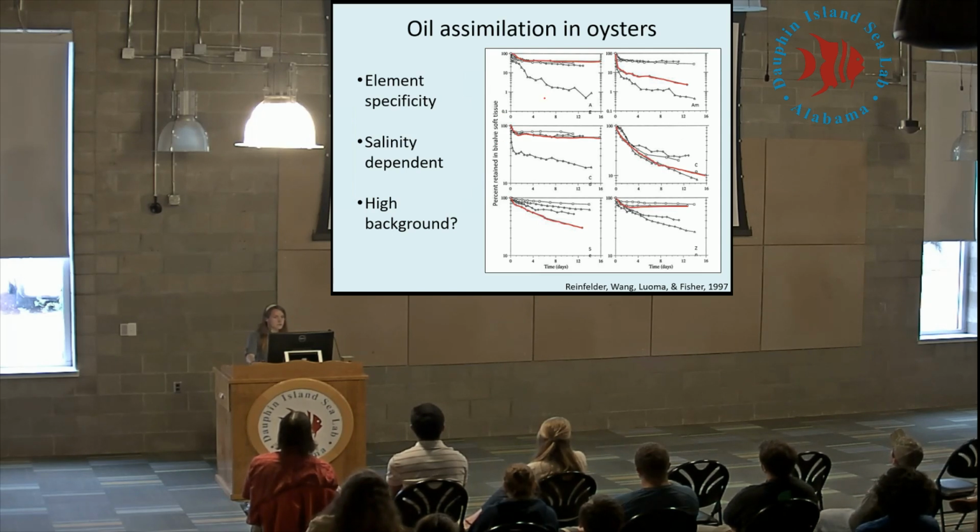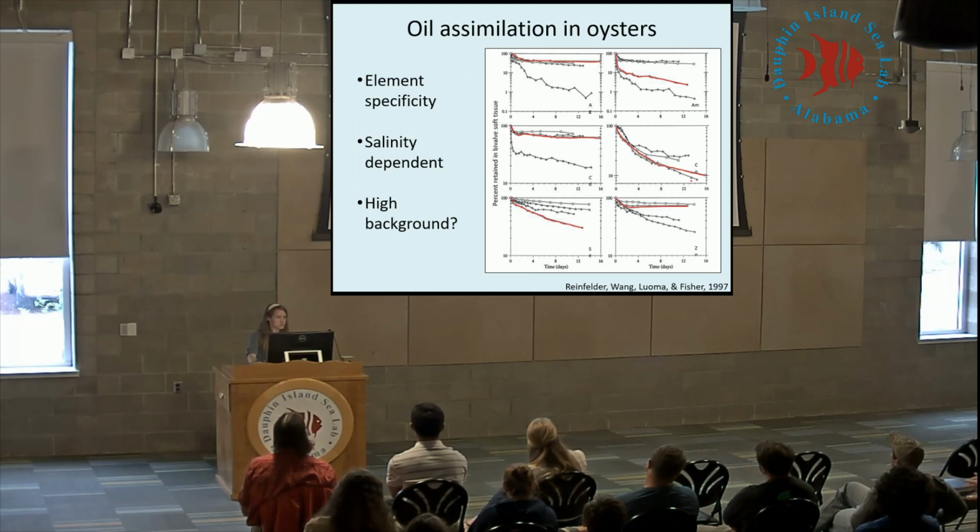The assimilation efficiency of trace metals, such as those bound to oil, are both elemental and species specific. These graphs show time on the x-axis and the percent of 6 different trace metals retained in the soft tissue of 4 different species of bivalves on the y-axis. So each of the graphs show 4 species of bivalves, and you can see that the assimilation efficiency is species specific. But what I want to specifically draw your attention to is the elemental specificity between individual oysters.